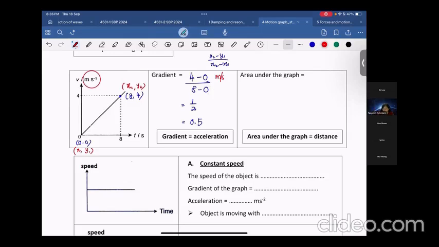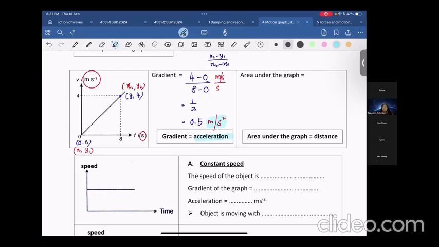So x2 minus x1 is x, which is second. Meter per second divided by second. That means you divide by second two times, so meter per second square. Boys and girls, if not mistaken, in lesson number 3 we talked about meter per second square, which is the unit of acceleration. So just now, when we learned about the distance time graph, gradient measures speed. But right now, in the speed time graph, gradient measures acceleration.